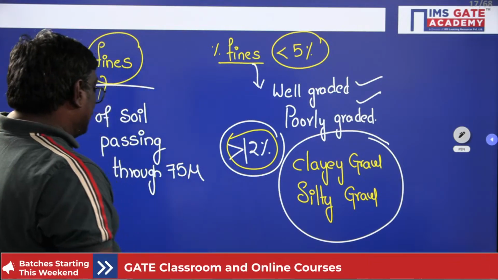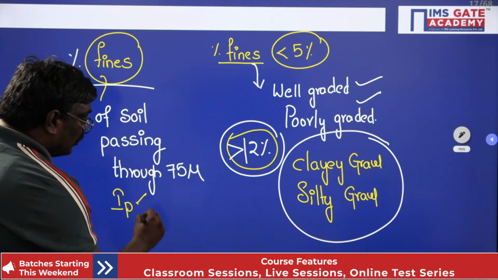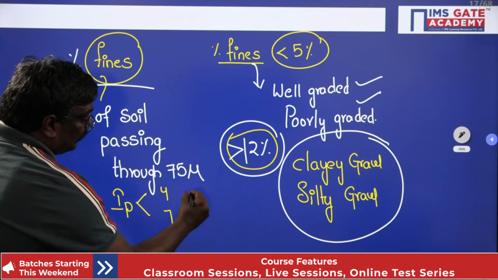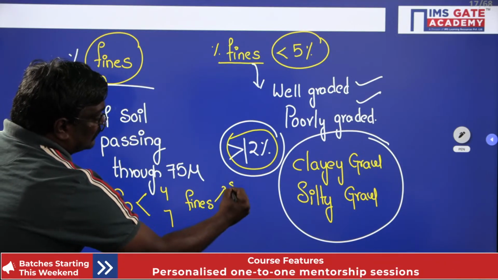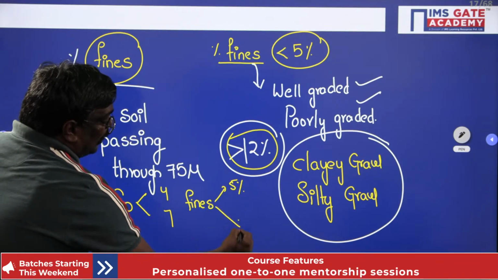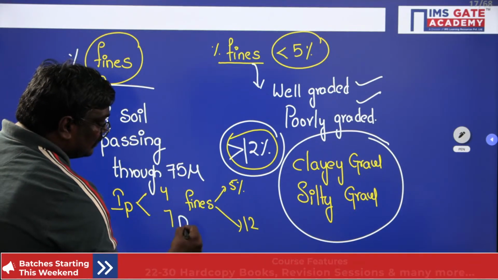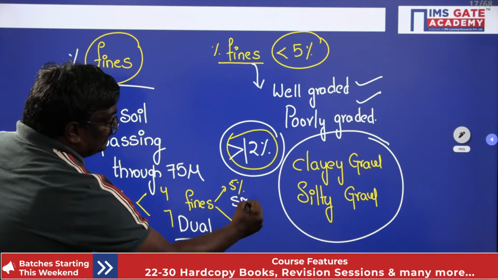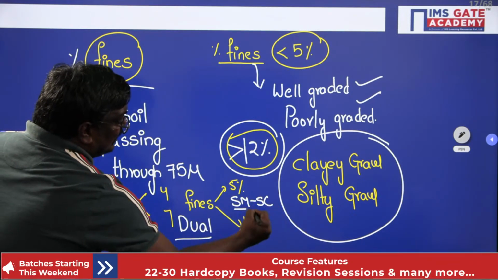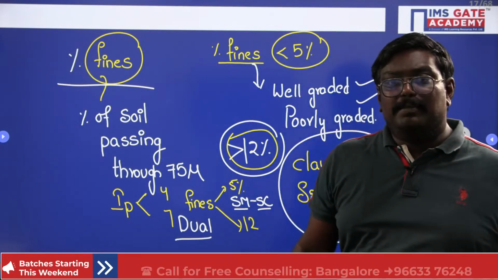And remember, my dear students, when the IP value is between 4 to 7 and the fines value is 5 percentile to 12 percentile, we talk about the dual nature. What is dual nature? Like I told you, SM-SC, silty sand, clayey gravel. So you talk about the dual nature. Are you getting, my dear students?